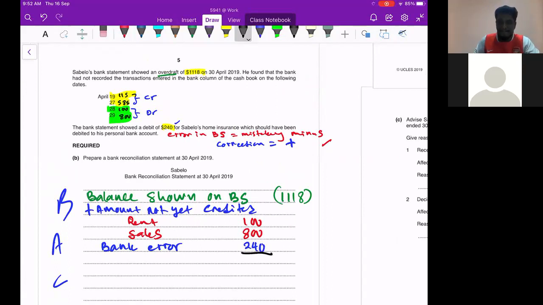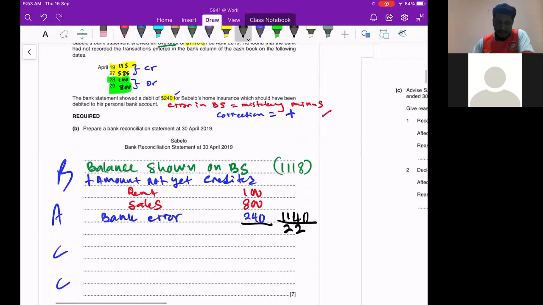So you total up these three: 240, 900. I get 1140. So negative 1118 plus 1140, I will get 22. Who doesn't understand this? Please ask me. I'll explain again. Okay, no problem. Then we continue.